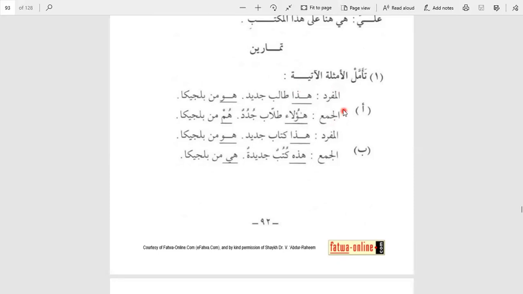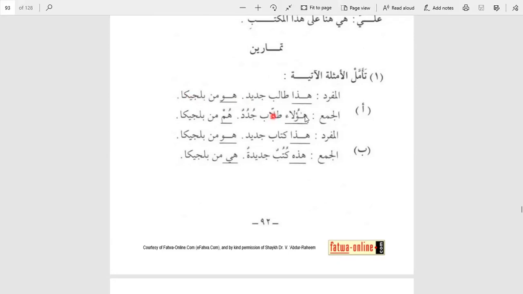Let's see the examples. Al-mufrad says, هذا طالب جديد. This is singular. Mufrad is singular. This student is new. جديد is new. هو من بلجيكا. Belgica is Belgium. So he is from Belgium.